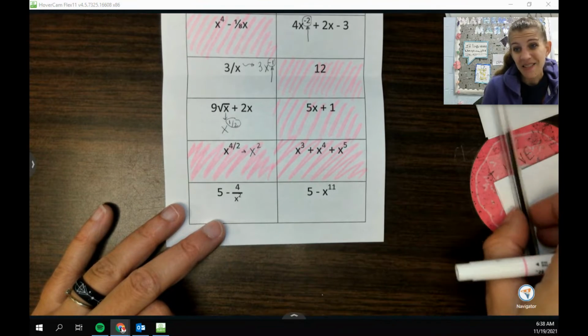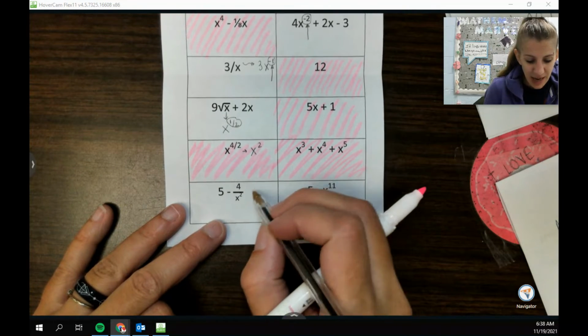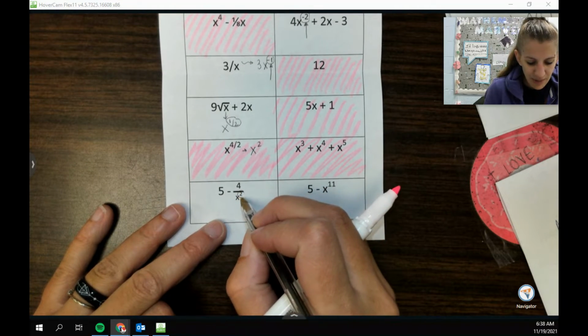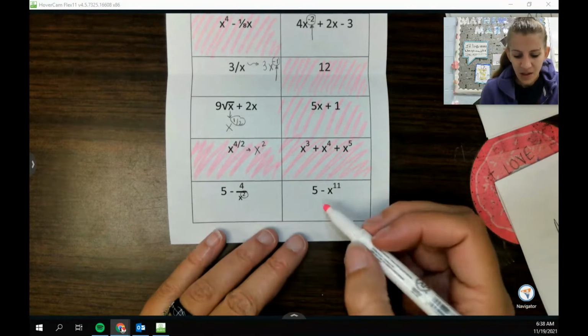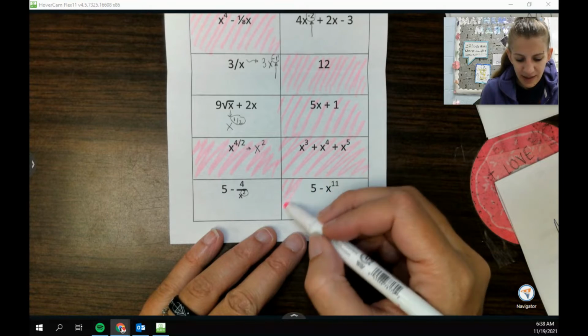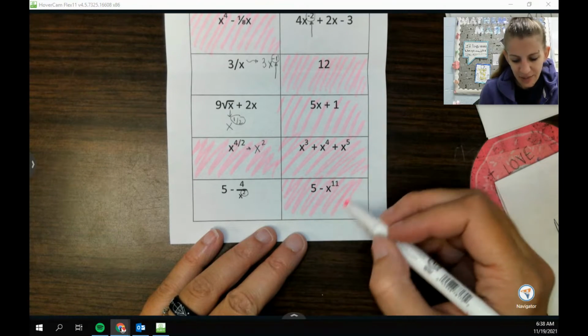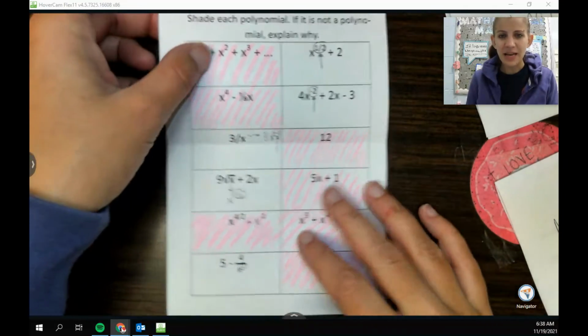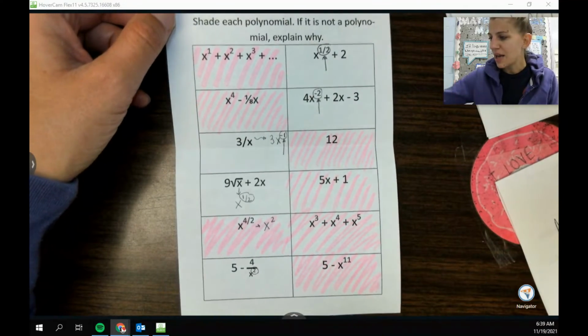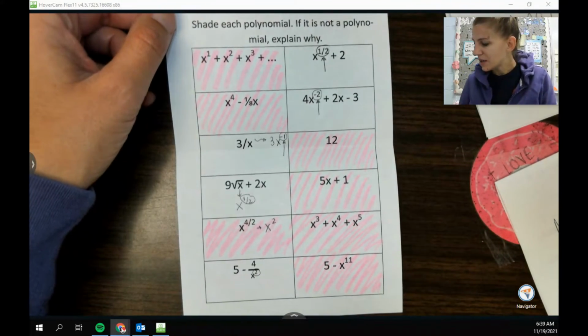Down here, though, I have that other sneaky denominator x, so that would make this truly negative, so not a polynomial. And then this last one, that one's all fine. That one's a polynomial. X is negative, but the exponent's not negative, so it's all good. So there we go. We got some examples of polynomials and non-polynomials.